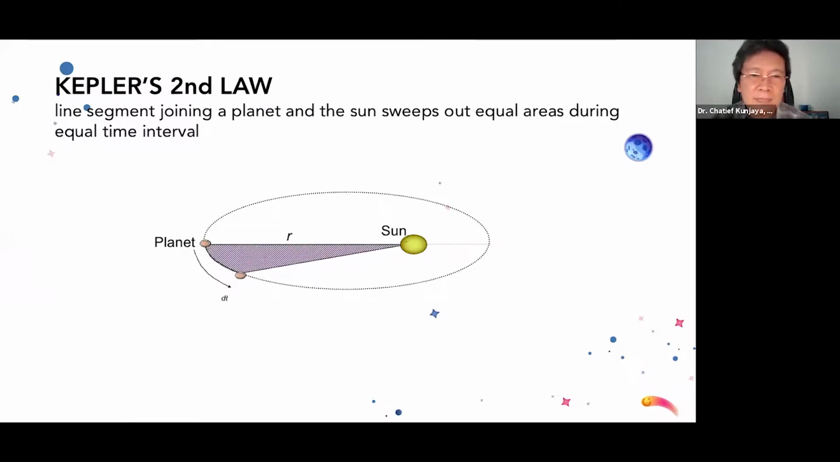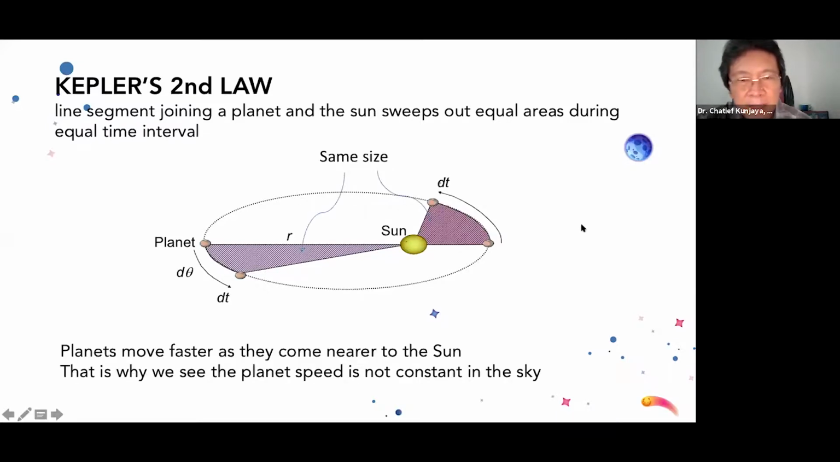Kepler's second law states that the line segment joining a planet and the sun sweeps out equal areas in equal time intervals. So, on the left side, you can see the planet moves during the time dt. When the planet is closer to the sun, it moves faster. And during the time dt, the line segment between the sun and the planet sweeps the same size area as the previous one. It means when the planet is close to the sun, it moves faster. That's why the planet's speed is not constant in the sky.